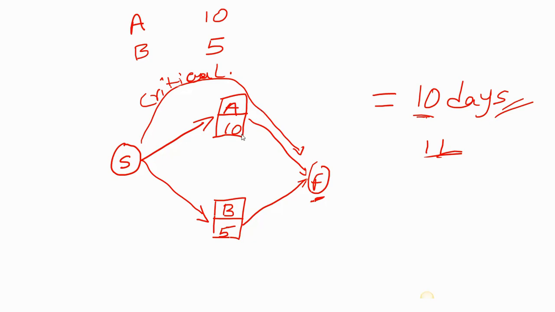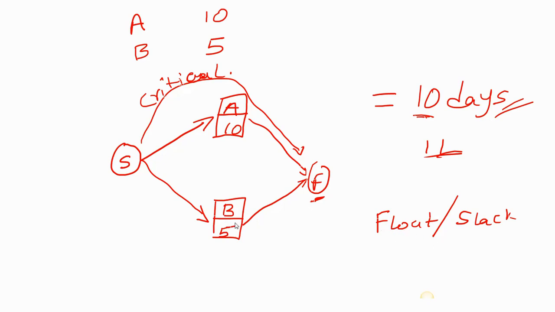Then another key term you should also note is what we now refer to as float. Float is also known as slack. When we talk about float, float simply talks about how long an activity can be delayed without affecting the finish date of the project. And that's essentially what your total float focuses on.